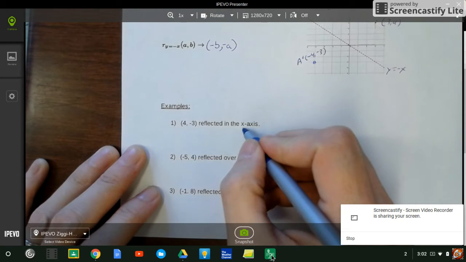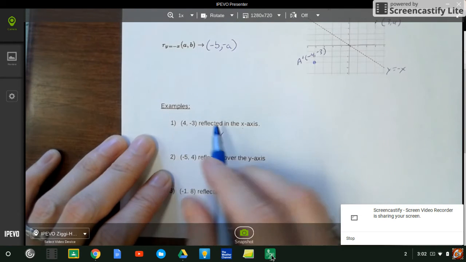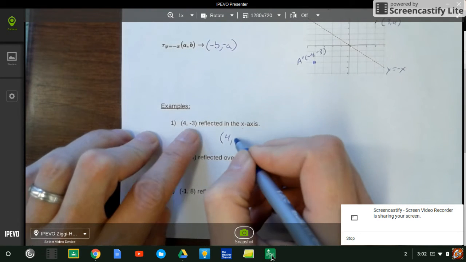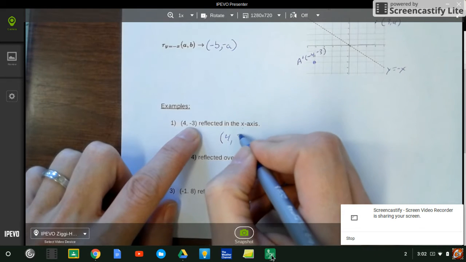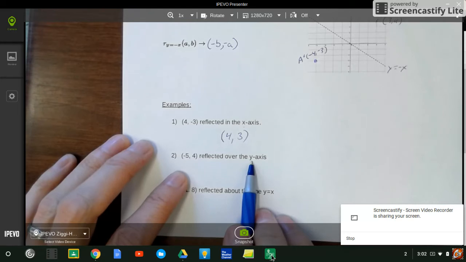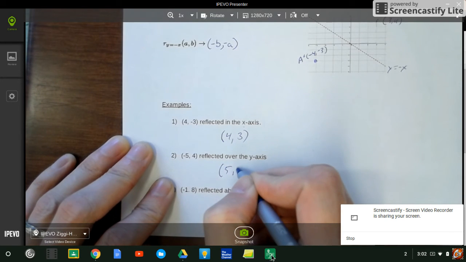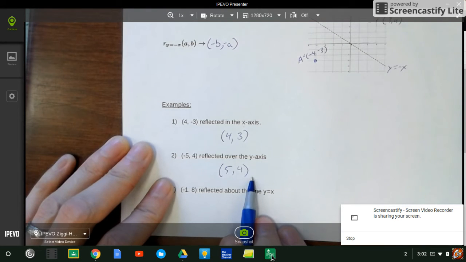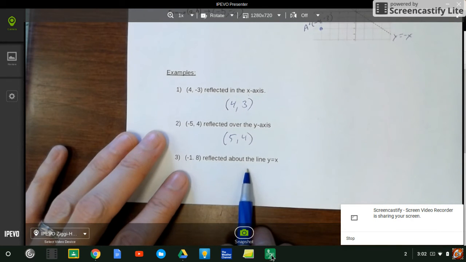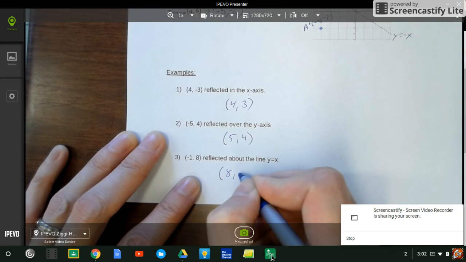Okay, so our flip over the x-axis, our rule tells us to negate the y value. So x stays the same. Negating a 3 gives me a +3. Flipping over the y-axis, I negate the x value. It was already negative, so now it becomes 5, and keep the y. When I flip over the line y equals x, I just flip the 2 things. So that becomes 8, -1.